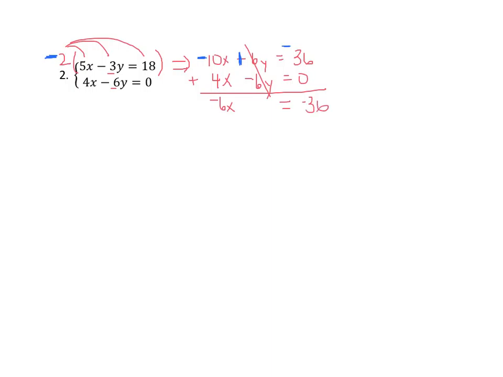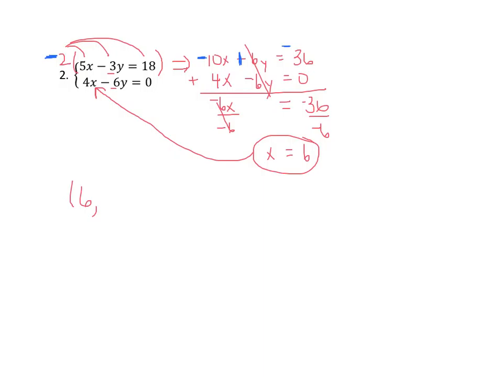Now, to solve for x, I'm going to divide both sides by negative 6, and so that gives me x equals positive 6. So let's write that in our ordered pair, (6, comma, and now let's plug this into either equation. It does not matter which equation you plug it into because essentially this point should work in both equations because it is a point of intersection. So let's just take this x equals 6. I'm going to plug it into the bottom equation because it just has some smaller numbers.